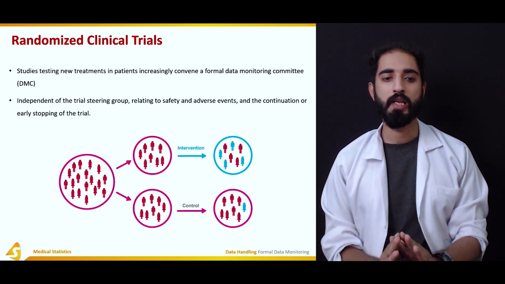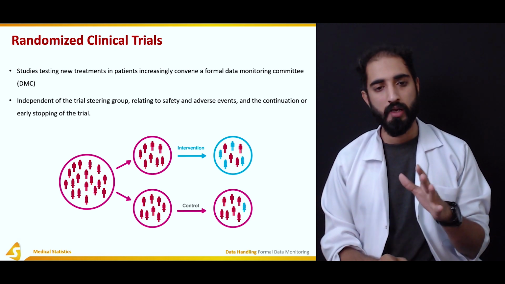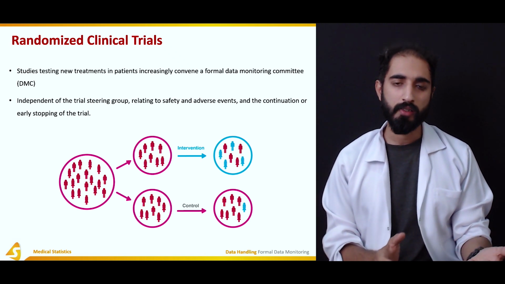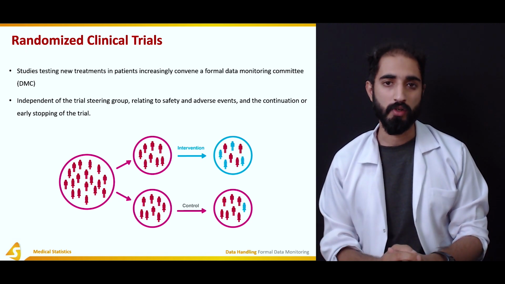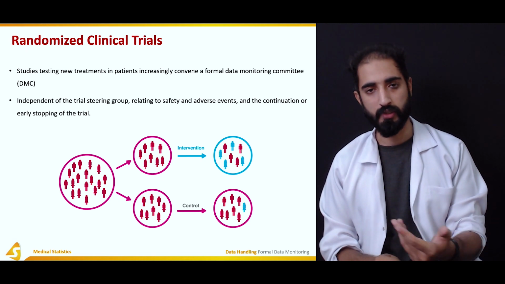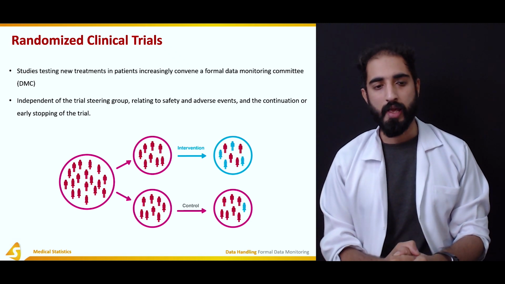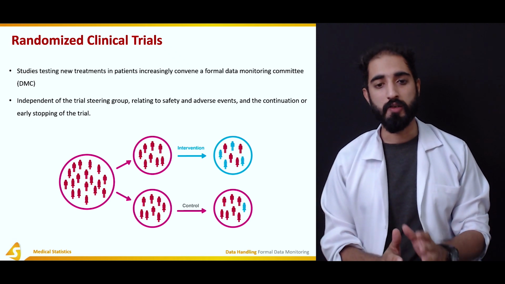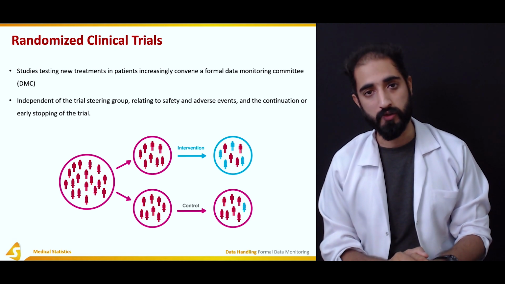These DMCs are independent of the trial steering group. So what is a trial steering group? A trial steering group is actually the team of the researchers who are conducting that research, including the primary investigator and co-primary investigators and co-authors and statisticians as well. And this DMC is independent of that trial steering group, and it relates to safety and adverse effects and the continuation or early stopping of the trial.